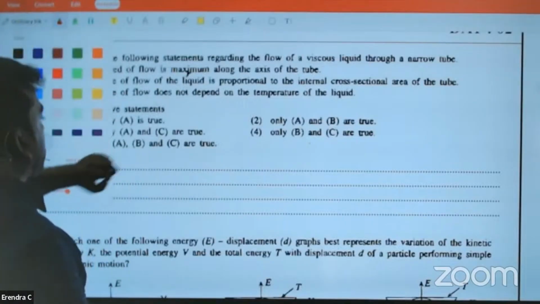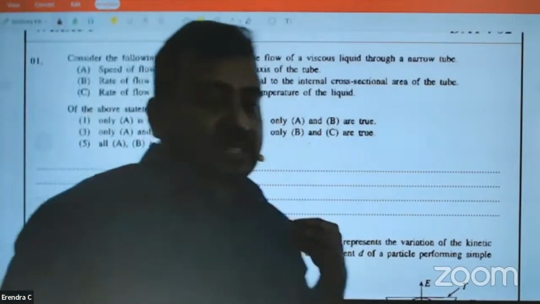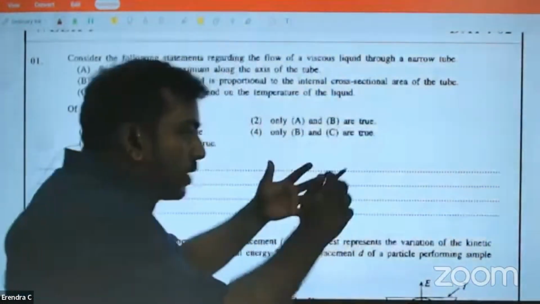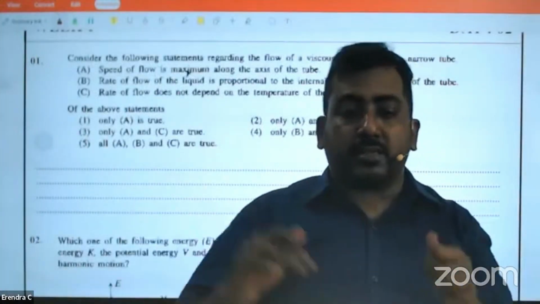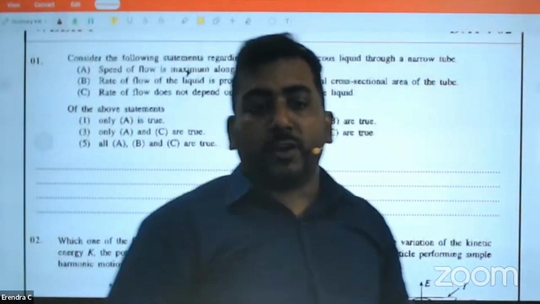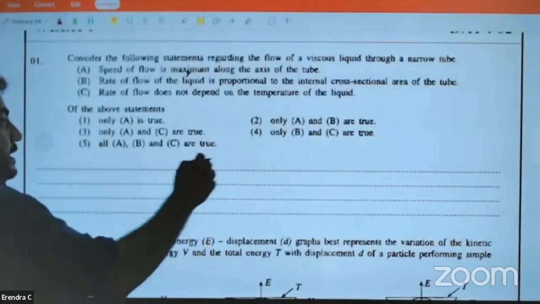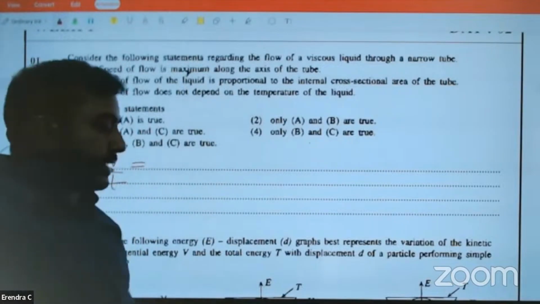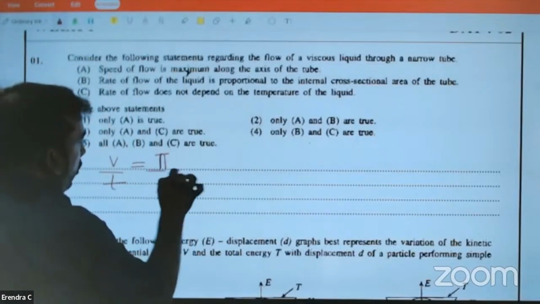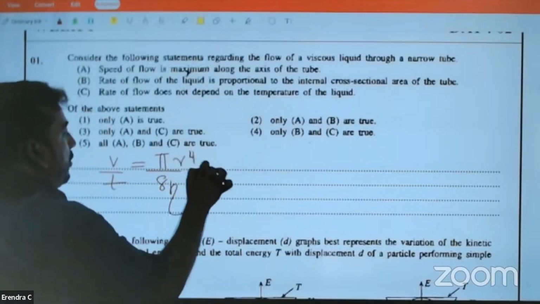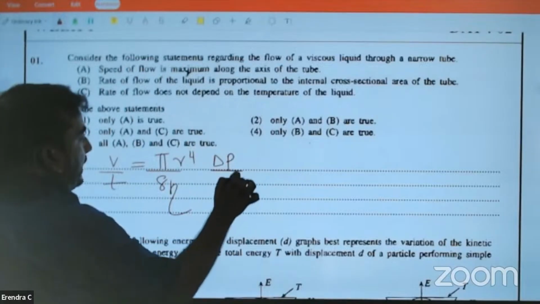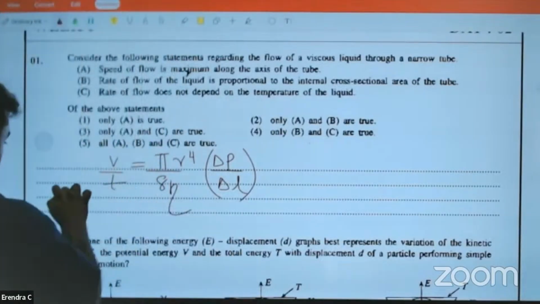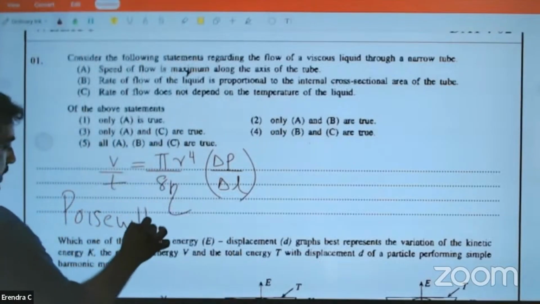Now, when it comes to viscous flow, we have to consider Poiseuille's equation. You can't consider normal fluid flow equations. Here, Poiseuille's equation: volume flow rate is equal to pi over 8 eta, r to the power 4, delta P over delta L, the pressure gradient. This is called Poiseuille's equation.